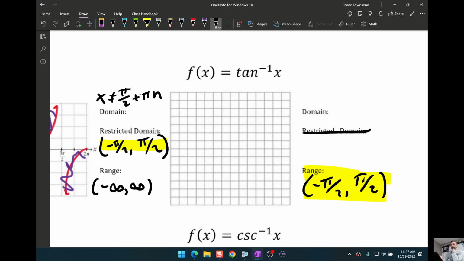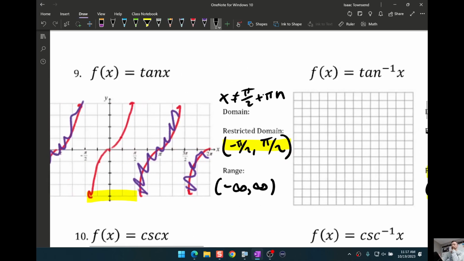Okay, and then range, possible y values become domain, possible x values. For the domain, do I need brackets or are parentheses fine? This domain, the one on the restricted domain on the left side. Well, it doesn't actually reach negative pi over 2, so this has to be parentheses, and it doesn't reach positive pi over 2, so this has to be parentheses. Brackets would be incorrect. Alright.